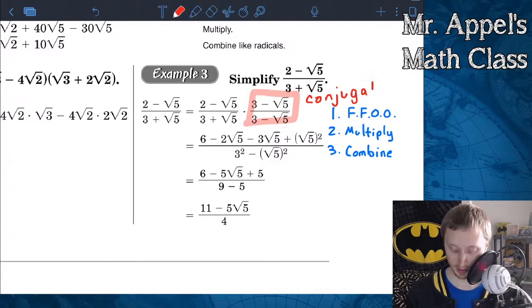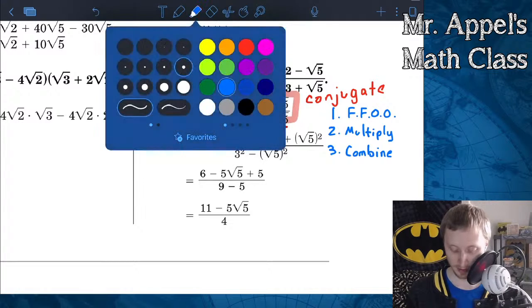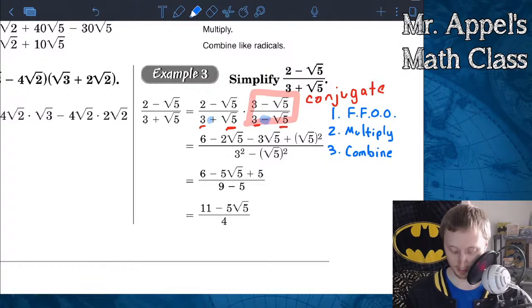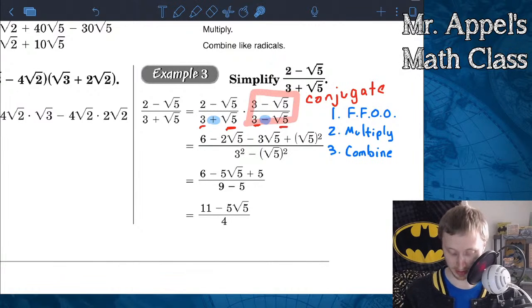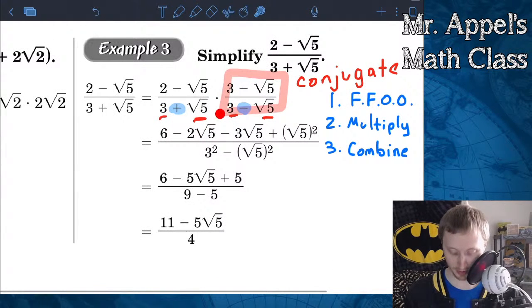is the conjugate. Okay? Notice that the 3 is the same, the square root 5 is the same. The thing that is different is the sign. Take that exact same denominator, switch the sign, and multiply by that on the top and the bottom. Because look what happens. You get this beautiful thing. 3 times 3 is 3 squared. Beautiful. Square root of 5 times square root of 5 is square root of 5 squared, which is just 5.